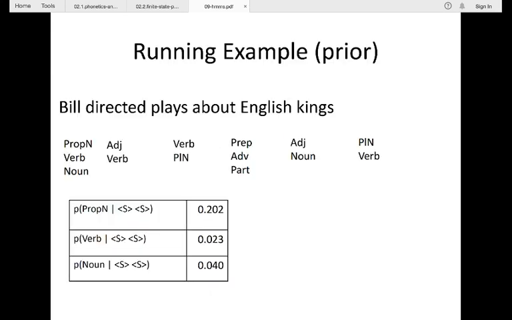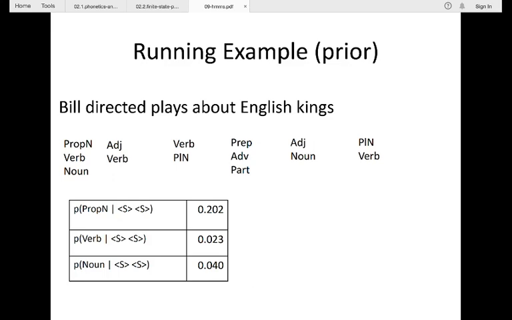Now we get to some slides that I did not make, and I don't fully appreciate. But you should know that tags are not the same thing as states. But there's a relationship between tags and states.